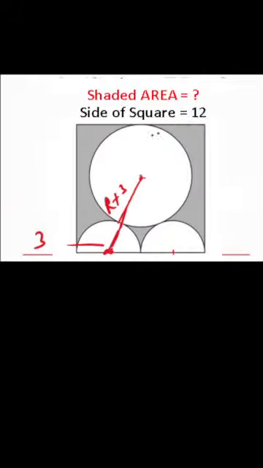Let's erase this one. What about this entire length? This entire length is 12, right? This much portion is R. Then the remaining length is going to be 12 minus R.